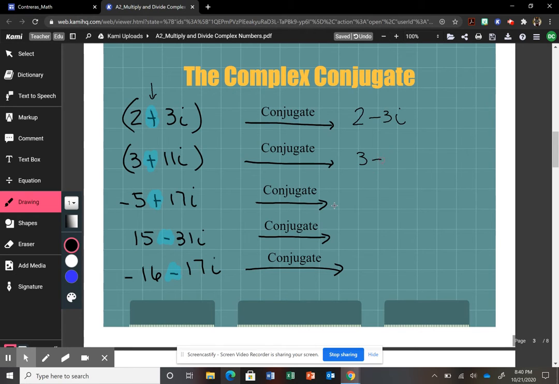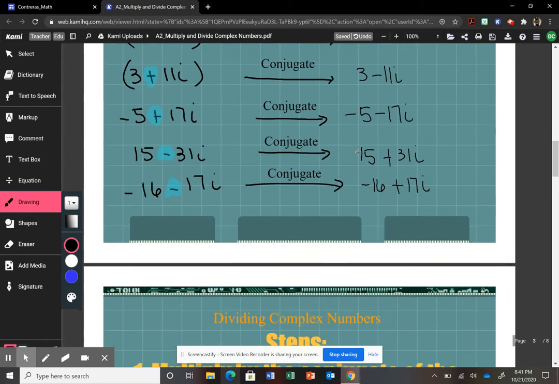So here we have 3 minus 11i. Okay, this would be negative 5 minus 17i is the conjugate. Here we have 15 plus 31i. Okay, and lastly, it's negative 16 plus 17i. Okay, so you're going to see when we start dividing our complex numbers and we have to multiply by the conjugate, you're going to see why we end up using the conjugate. It ends up eliminating our i term.